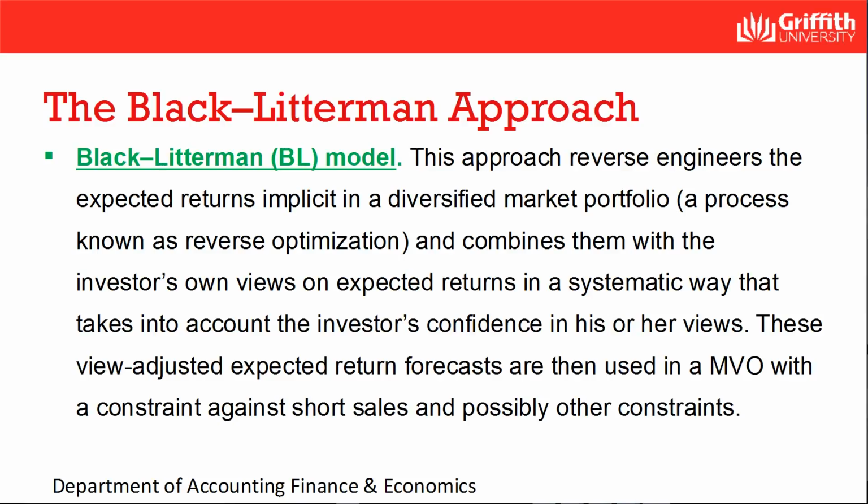The Black-Litterman model, the BL model, uses an approach that reverse engineers the expected returns implicit in a diversified market portfolio, which is a process known as reverse optimization. And it combines them with the investor's own views on expected returns in a systematic way that takes into account the investor's confidence in his or her own views. These view-adjusted expected return forecasts are then used in an MVO, mean variance optimization, with a constraint against short sales and possibly other constraints.